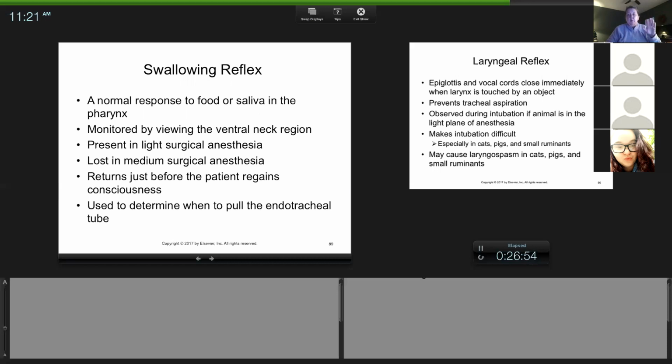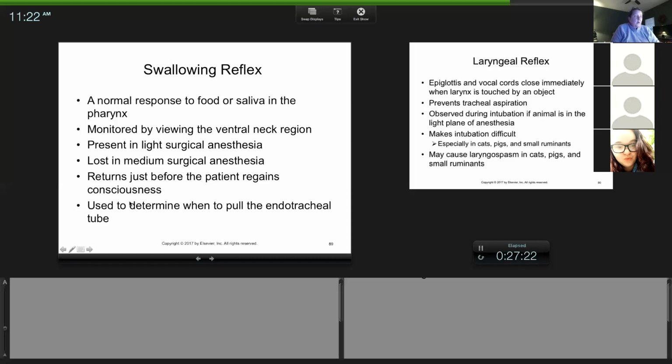Again, never force. I'm going to be talking about placing ET tubes later. You never want to force it in. You never want to try to push, because you can cause swelling in the larynx. You should just wait for them to open and then pass it in. The swallow reflex is present when they're light, which is stage 3, plane 1. Stage 3, plane 2 is when they lose it. So then it should be gone.